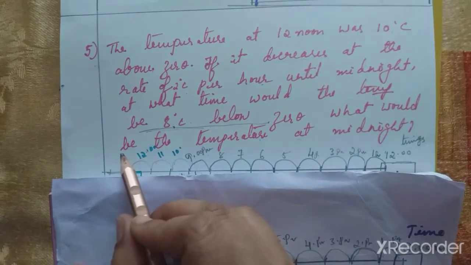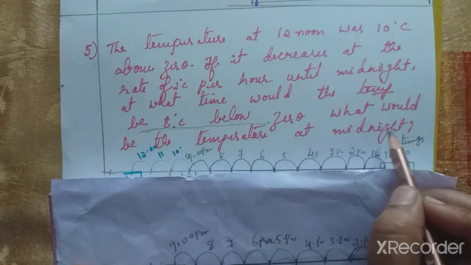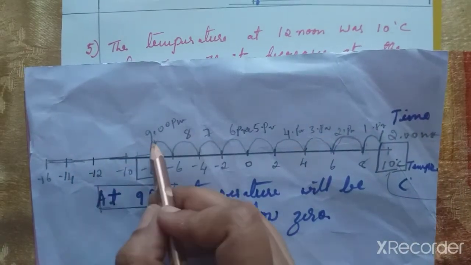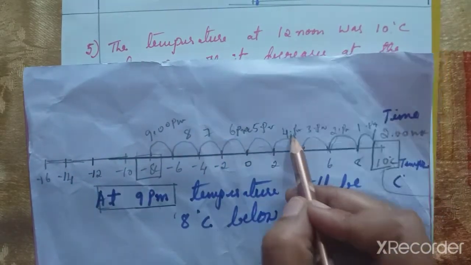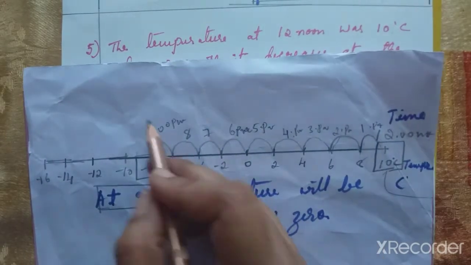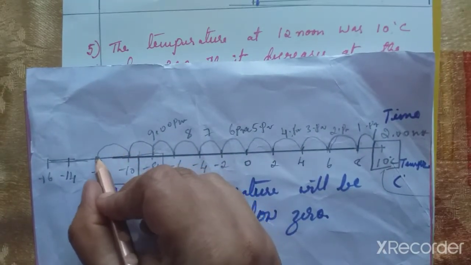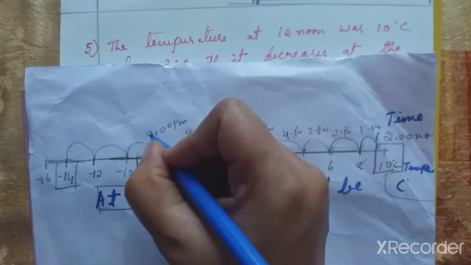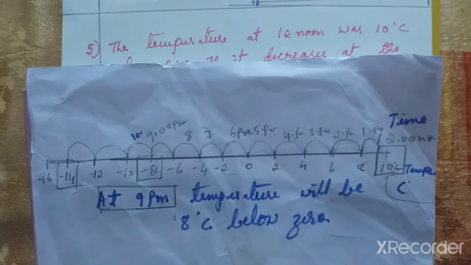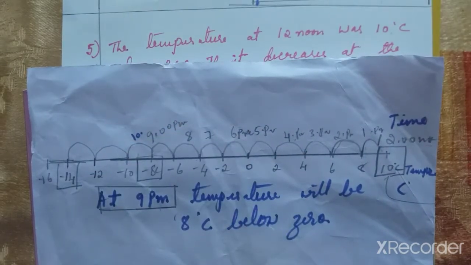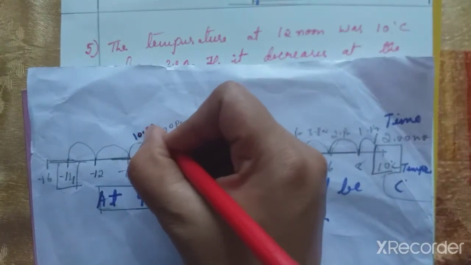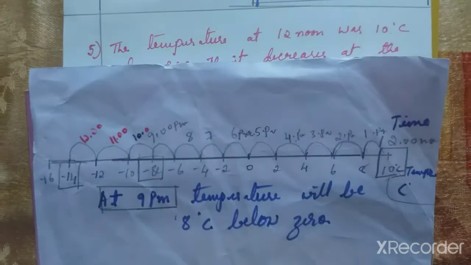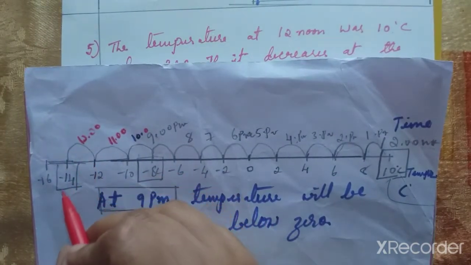What would be the temperature at midnight? From 12 noon, we have to check up to midnight. So here 1, 2 o'clock, 3, 4, 5, 6, 7, 8, 9, 10 o'clock, 11, 12. So what would be the temperature? Minus 14. It's very easy to find with that. This is the second question's answer. 10 p.m., 11, 12 midnight.